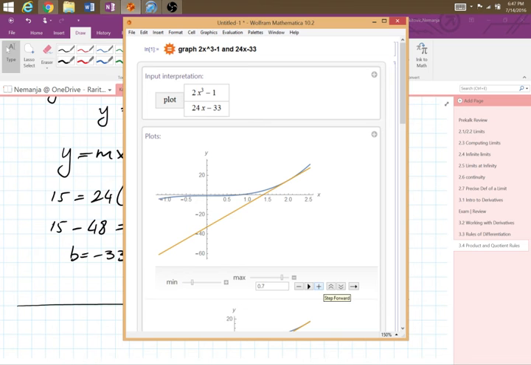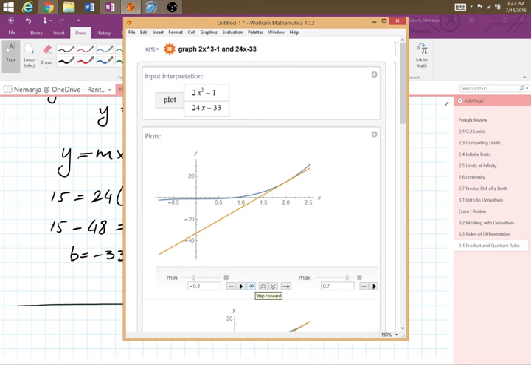So if you look at the intersection point of these two, 2.0, that's not 20, that's 2.0. So 2, and here's 15. So that's what I mean. The blue line is the function, and the orange line is the tangent line.